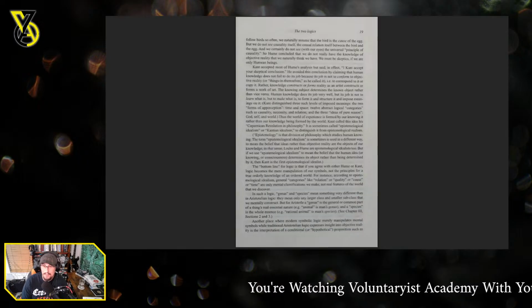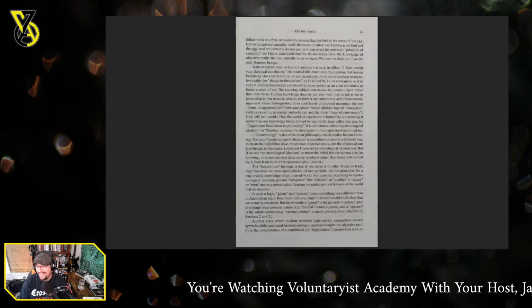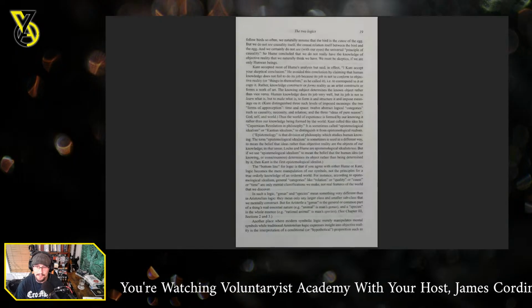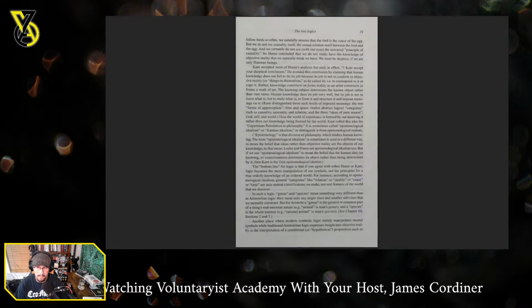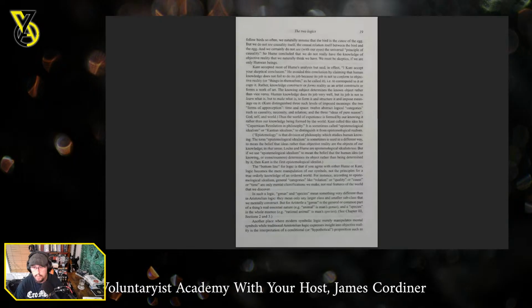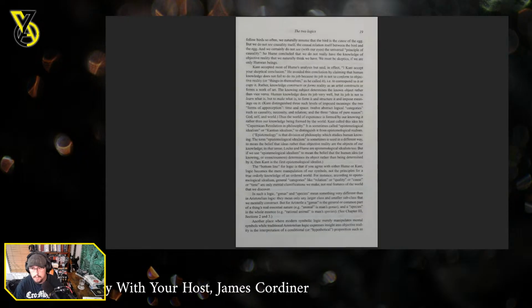Kant accepted most of Hume's analysis, but said, in effect, I can't accept your skeptical conclusion. He avoided this conclusion by claiming that human knowledge does not fail to do its job because its job is not to conform to objective reality, or things in themselves, as he called it, i.e., to correspond to it or copy it.